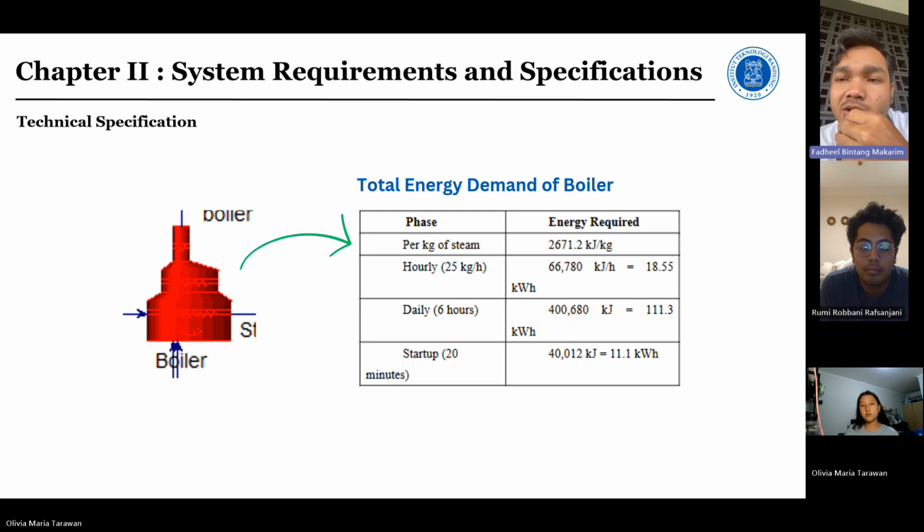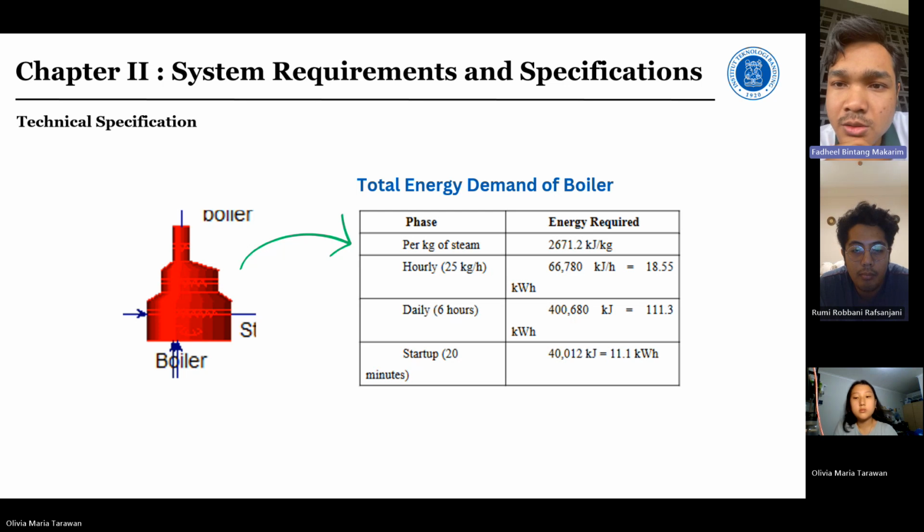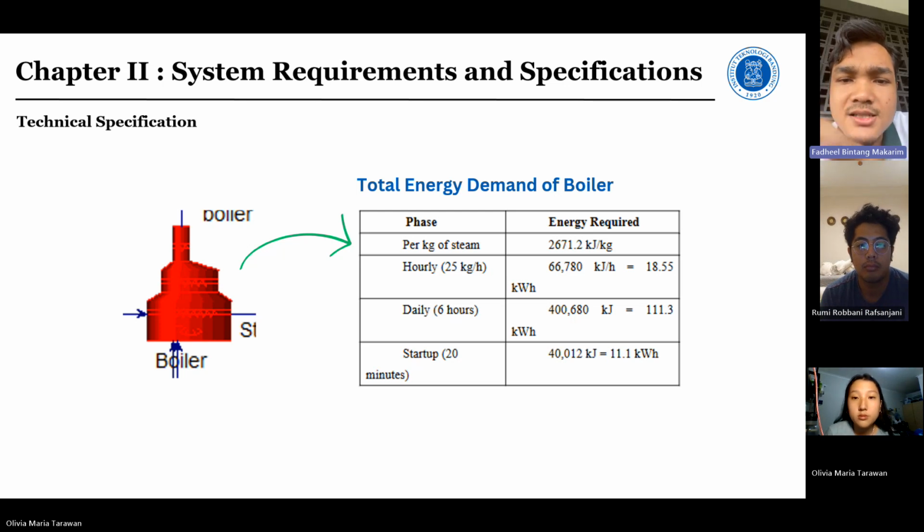We calculated the heat duty of the boiler using the equation Q equals m dot times delta H, where m dot is the steam mass flow rate and delta H is the enthalpy difference between inlet water and saturated steam, which we can get the enthalpy value from the thermodynamics table. For more complete data, we have put it in the project report. This Q value was then multiplied by the operation time, 6 hours a day, and 5 days a week, to determine the weekly and monthly energy requirement for the system, like the tables in this slide.